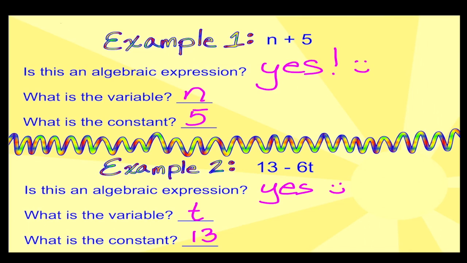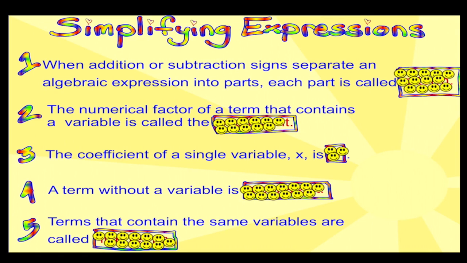So once we learned what these vocab words mean, like variable, algebraic expression, constant, we were able to evaluate and analyze, right? So let's take this a little bit further. Let's get a couple of other vocab words. Got your pencils and pens or papers ready? All right, the first one. When addition or subtraction signs separate an algebraic expression into parts, right? We have different parts of an algebraic expression. It's called a term.